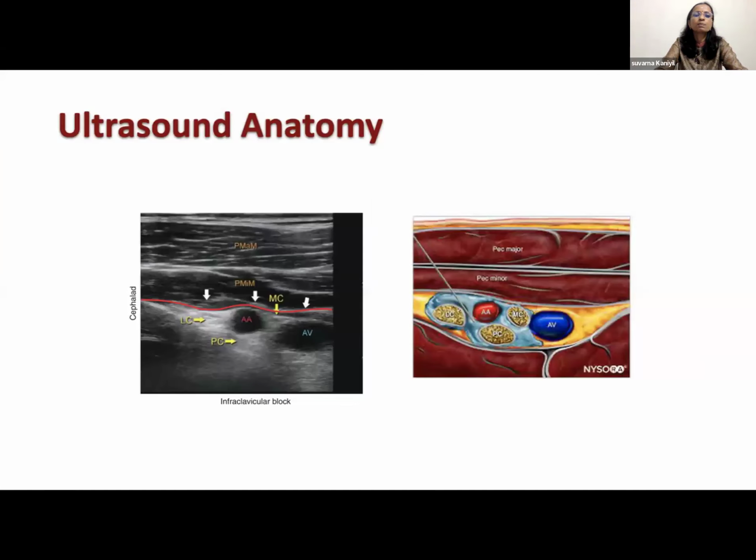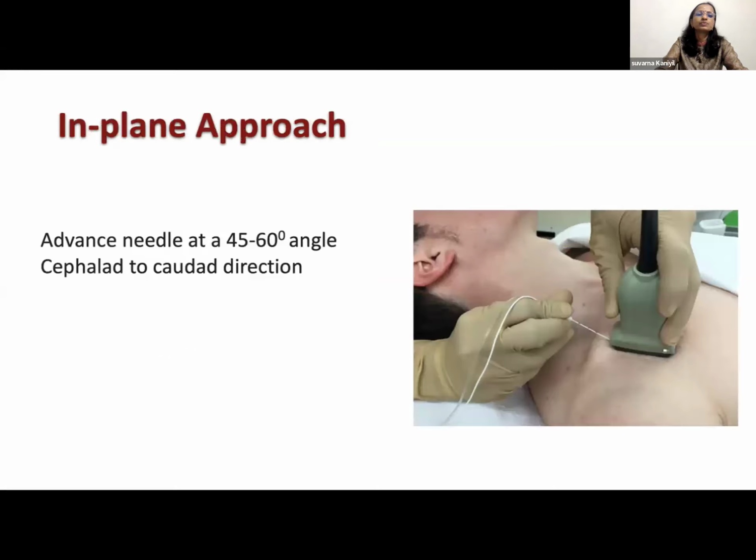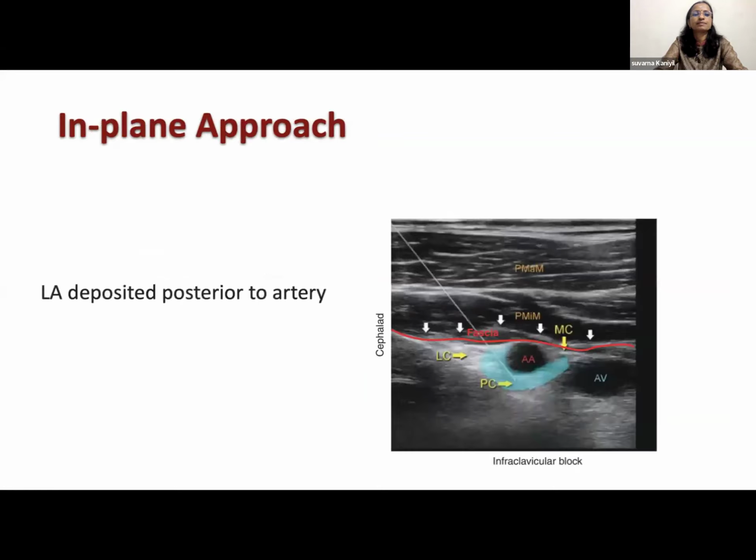So your idea is to pass the needle below or posterior to the artery and place the local anesthetic posterior to the artery where the posterior cord is situated. Usually with a single injection itself, the local anesthetic will spread around the axillary artery to cover other cords like medial and lateral cords also. The needle is usually advanced at an angle of 45 to 60 degrees from cephalad to caudal direction.